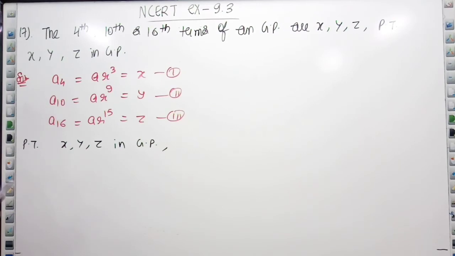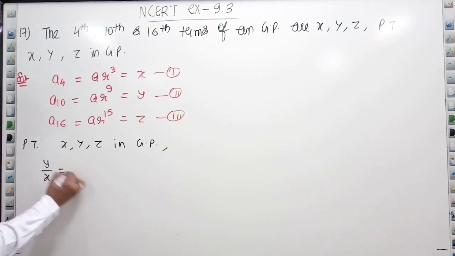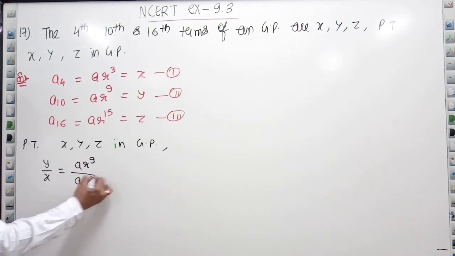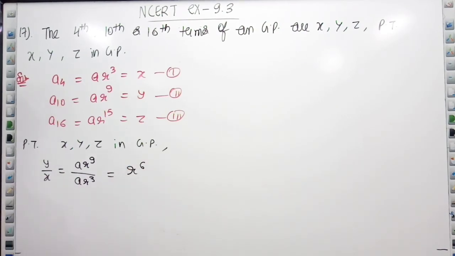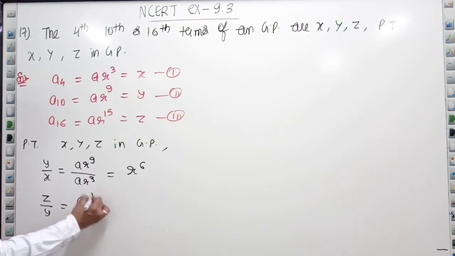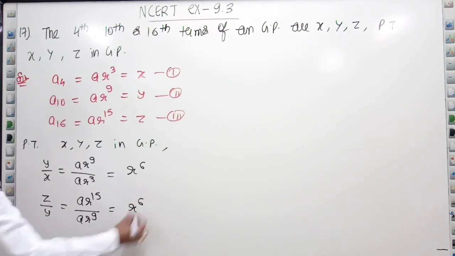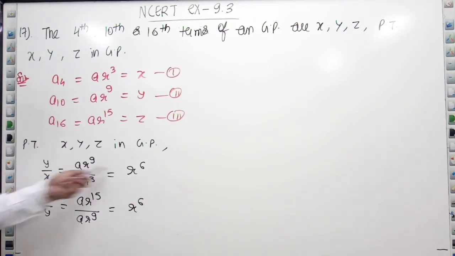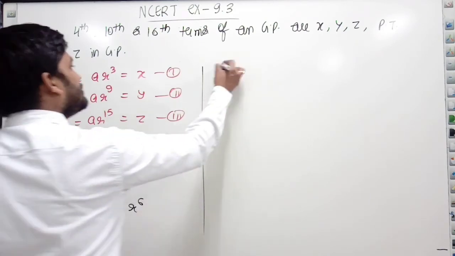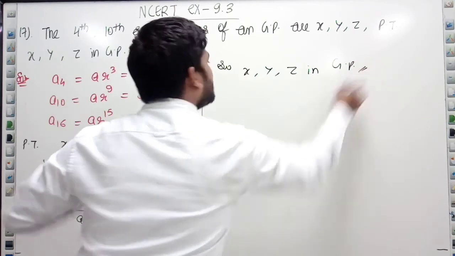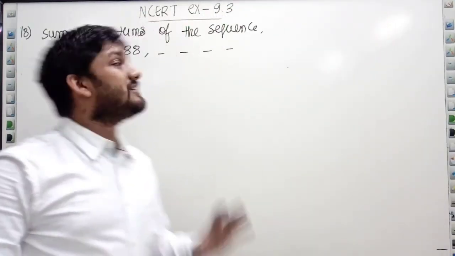Now if I need to prove x, y, z in GP, the common ratio should be the same. So I will be calculating y upon x. What is y? ar to the power 9 upon ar to the power 3. This will be r to the power 6. And z upon y, third term by second term, is ar to the power 15 upon ar to the power 9. That is also r to the power 6. So the common ratio I am getting is the same. So I can say x, y, z are in GP. Hence proved. Now we need to calculate the sum of n terms.